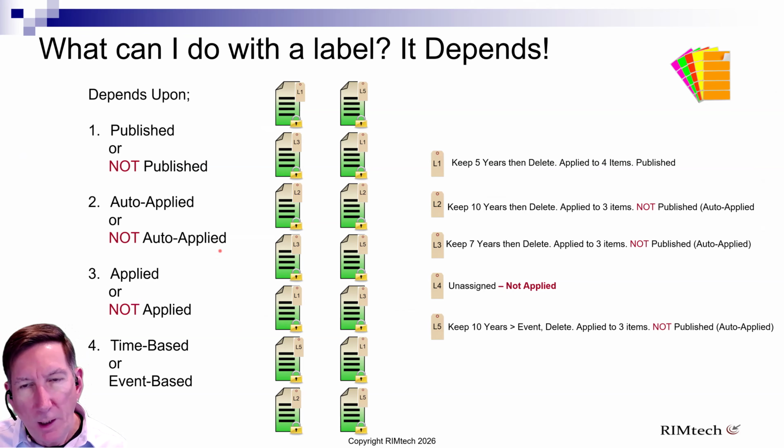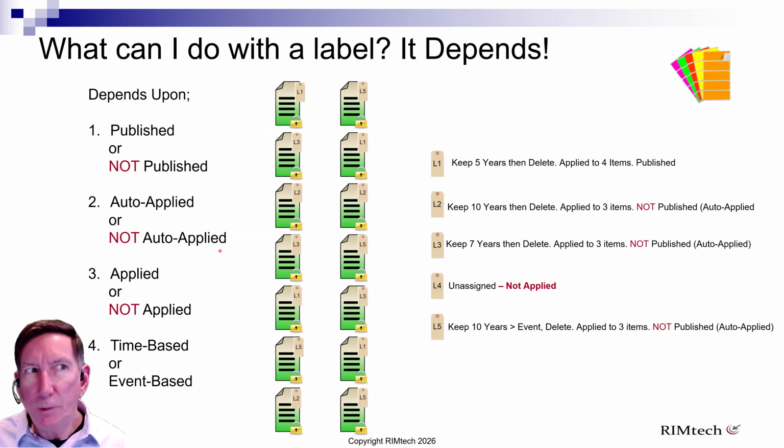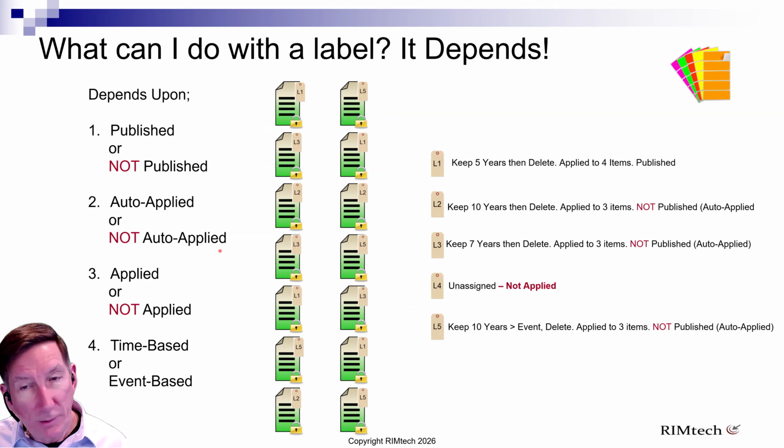Number 3, is a label applied or not? Because you can create all the labels you want and never do anything with them. So what you can do to and with that label depends on whether or not it has been applied to one or more documents. And finally, what's inside the label? Well, it's either a time-based label or an event-based label. And again, what you can do to and with that label depends on what's inside it. You've got to keep all 4 in mind.